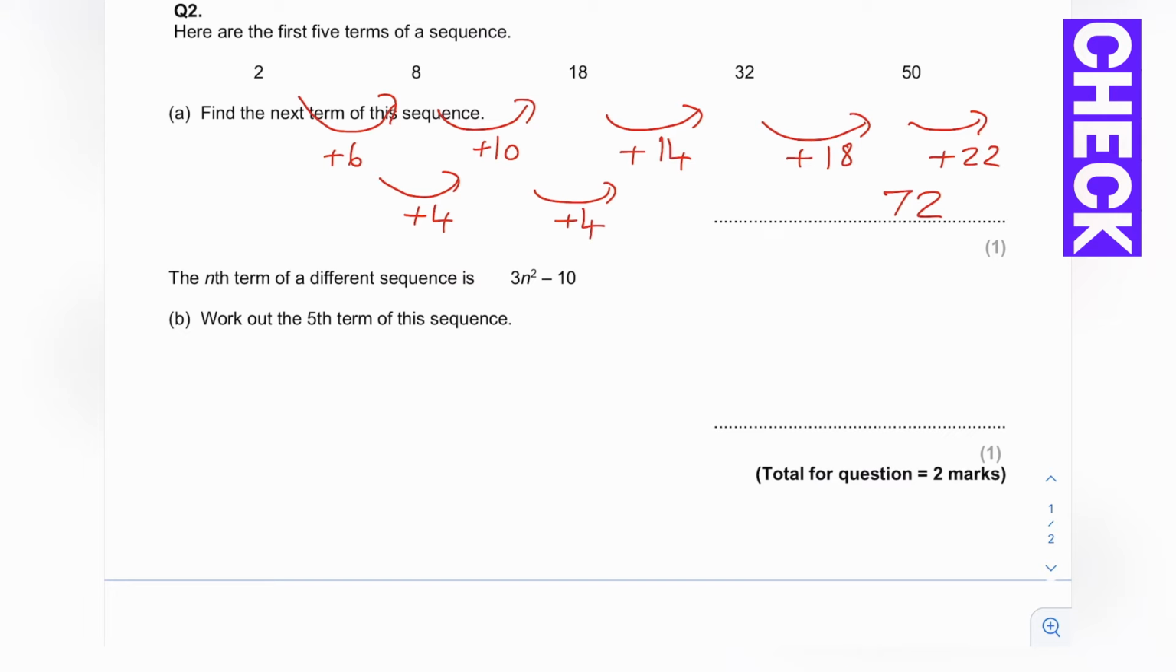In part B, we again replace the n with 5. We then work out 5 squared, that's equal to 25. Then we complete our multiplication. 3 times 25 is 75. Subtract the 10, we get 65. That's our final answer.